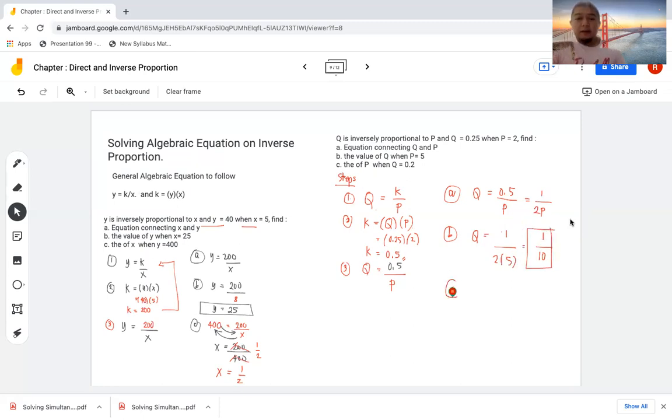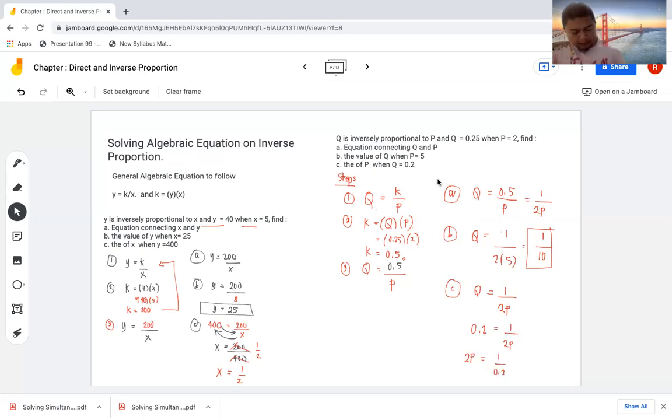Okay, for letter C, the procedure is just going to be the same. So it says find the value of P when Q is equivalent to 0.2. So following this equation, we're going to use Q is equivalent to 1 over 2P. So from here, we will just substitute the value of Q as 0.2. So 0.2 = 1 over 2P. This would mean that 2P is equivalent to 1 over 0.2.